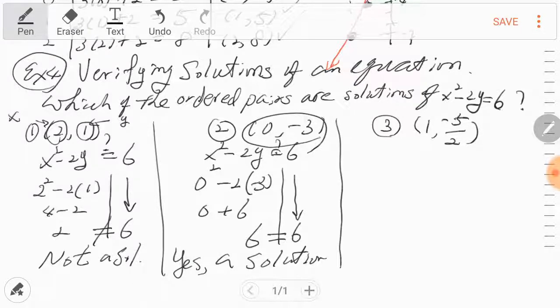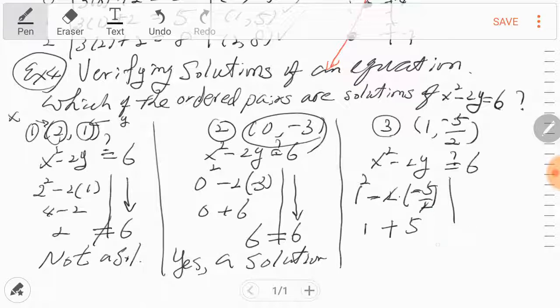Okay, the third one. X squared minus 2y is equal to 6. I don't know, let's check. So x equals 1. 2 times y is negative 5 over 2. Then 1. Okay, negative is positive. 2 cancel out. Positive 5. So that is 6. So 6 is equal to 6. Yes. This ordered pair is a solution.